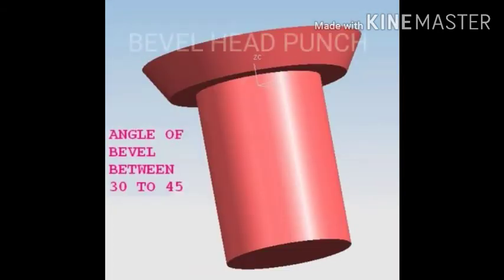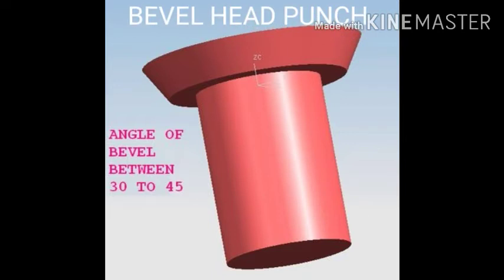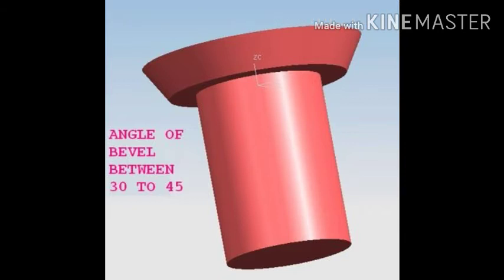Bevel head punch. You can see in the image the angle of bevel is between 30 degrees to 45 degrees. Generally the bevel angle is made between 30 degrees and 45 degrees. If we provide 30 degrees, it gives a stronger head proportion than a greater angle. This punch is very easy to fit in the punch plate.